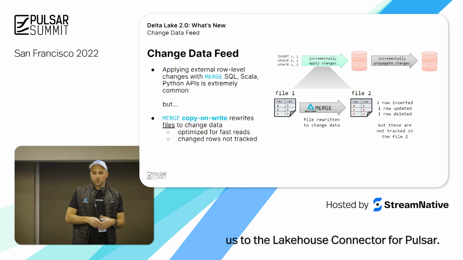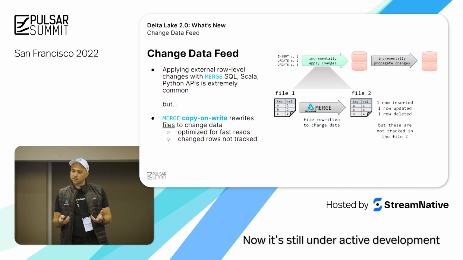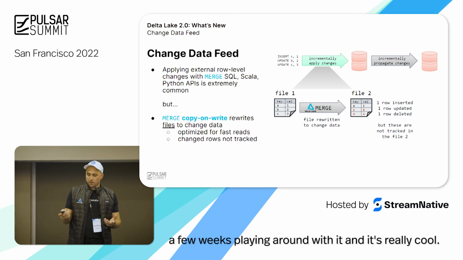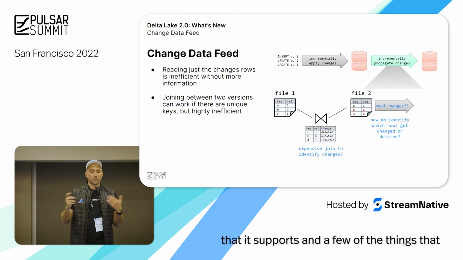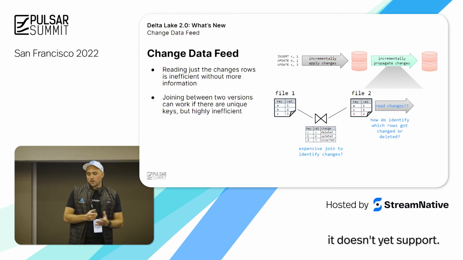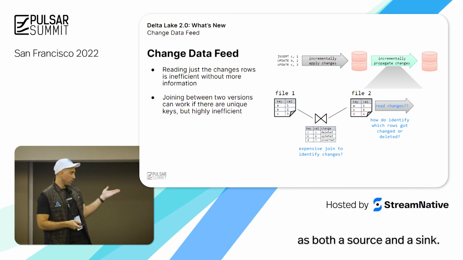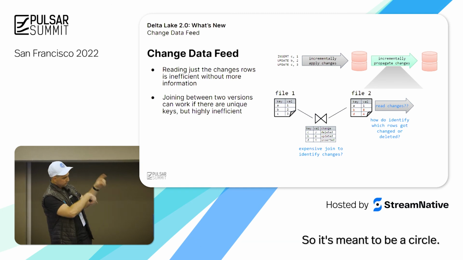And that brings us to the Lakehouse connector for Pulsar. It's still under active development by some of the StreamNative folks, and I actually spent a few weeks playing around with it, and it's really cool. I just wanted to highlight a few of the things that it supports and a few of the things that it doesn't yet support. So the first thing is that it supports Delta Lake as both a source and a sink. I actually just realized I have those arrows upside down, at least on one side. So it's meant to be a circle.